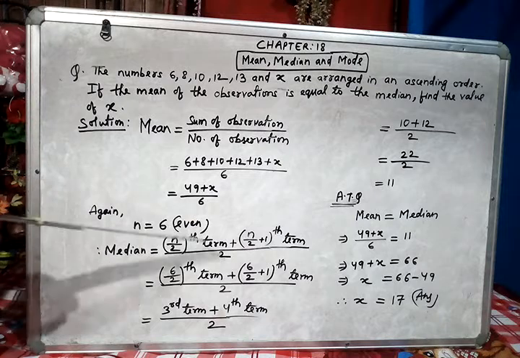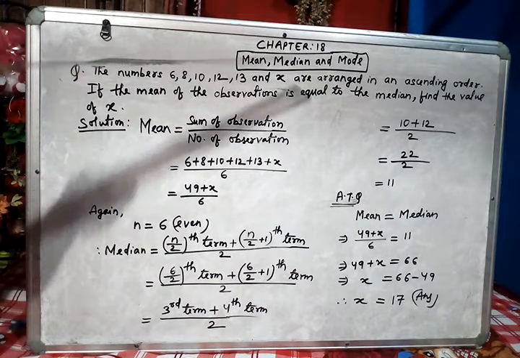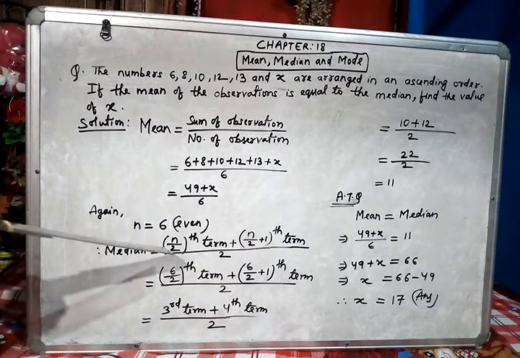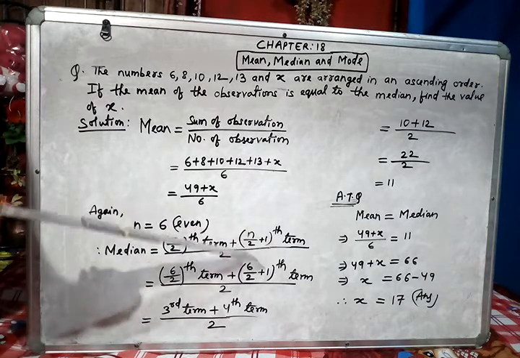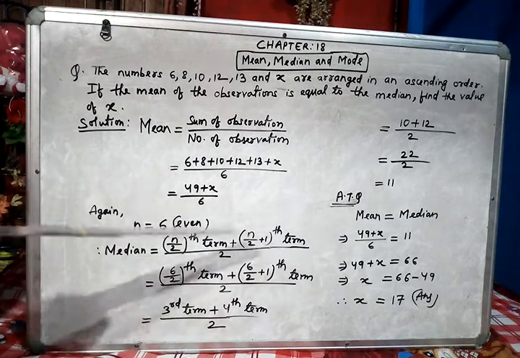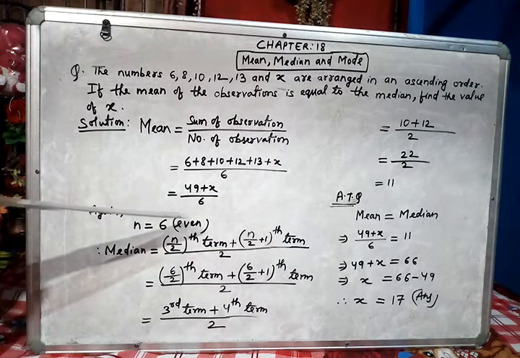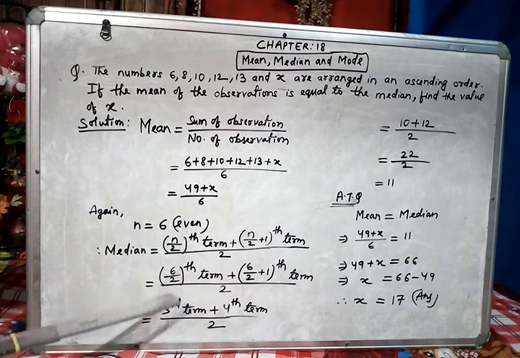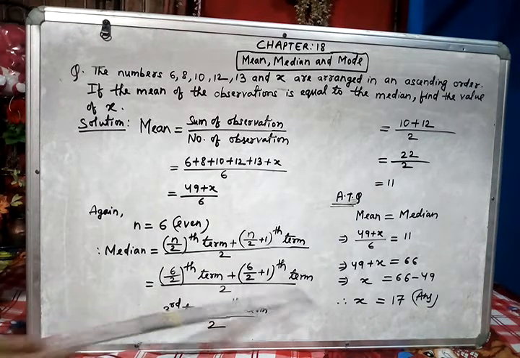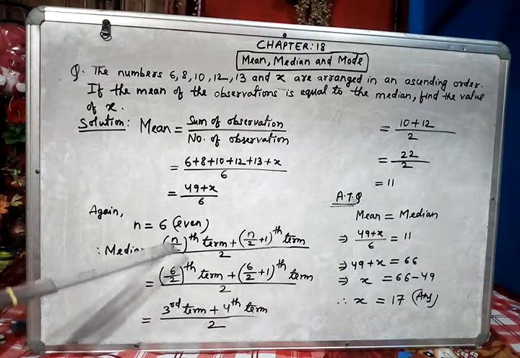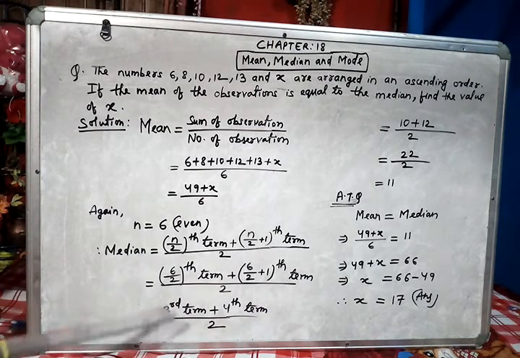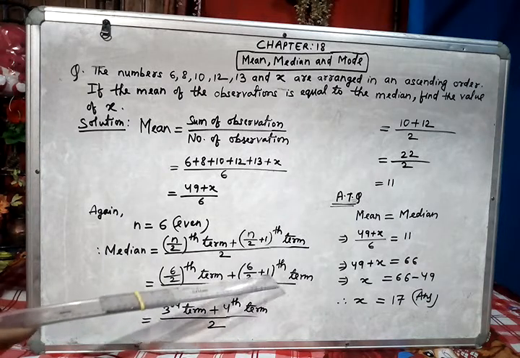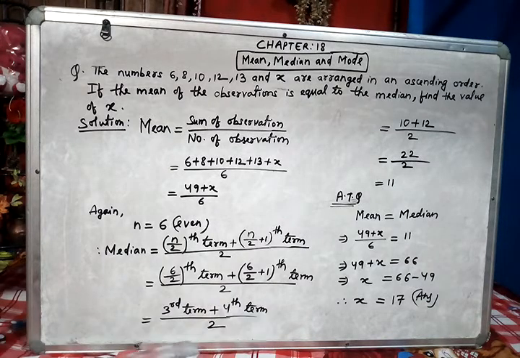Again, n equals 6, because there are 6 numbers. Now the median. It is an even number, so for even n the median formula is the n by 2 th term plus the n by 2 plus 1 th term, whole divided by 2. Putting n as 6: 6 by 2 is 3, so the third term, plus 6 by 2 plus 1, which is 4, the fourth term, whole divided by 2.